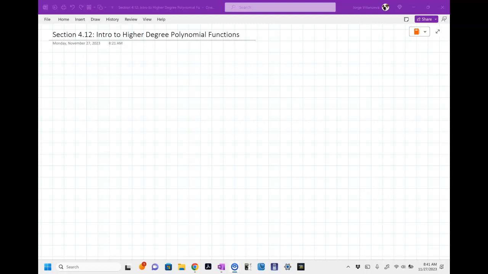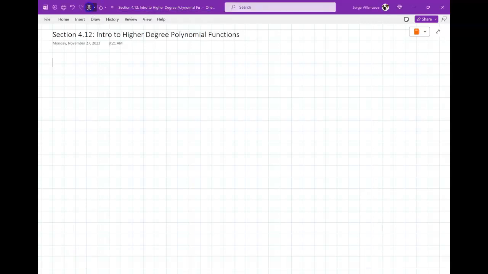All right, so today we are doing section 4.12, the intro to higher degree polynomials. In other words, polynomials that don't just have x to the first power, but maybe x to the third, x to the fifth, that type of stuff. So higher order polynomials. Now, polynomials have names, okay? So we'll name them certain things. So let me put this right here.